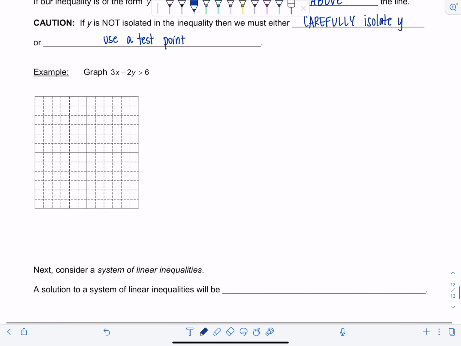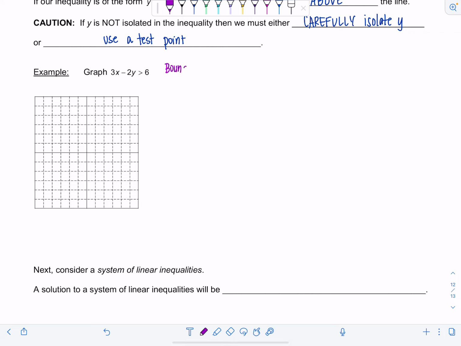So let's graph 3x minus 2y is greater than 6. Okay, so the boundary line, here we go, is 3x minus 2y equals 6. Now you tell me, is it going to be dashed or solid? Good, it's going to be dashed. Write that down now before you forget. I like to write it right away because otherwise I get too excited and start graphing and then you don't even think about it. Okay.